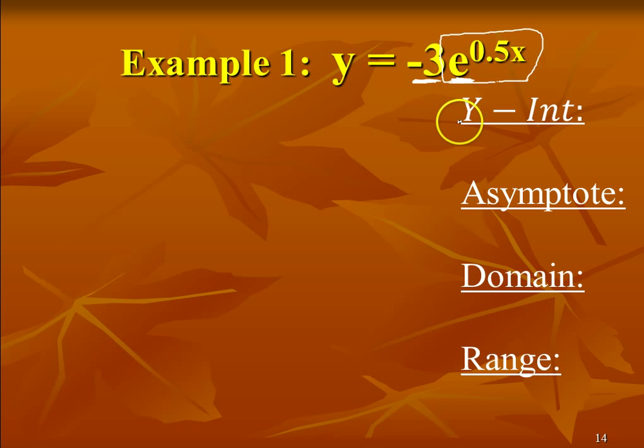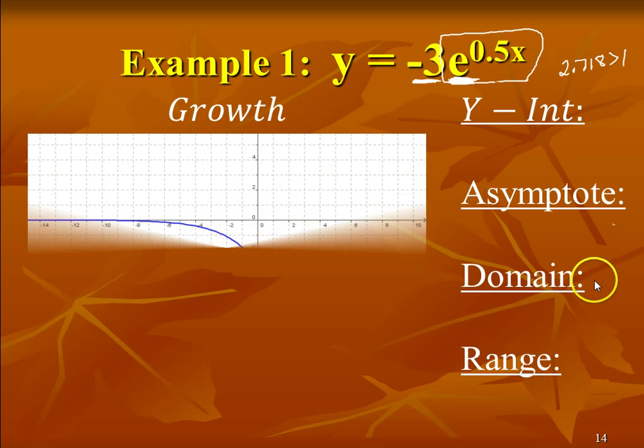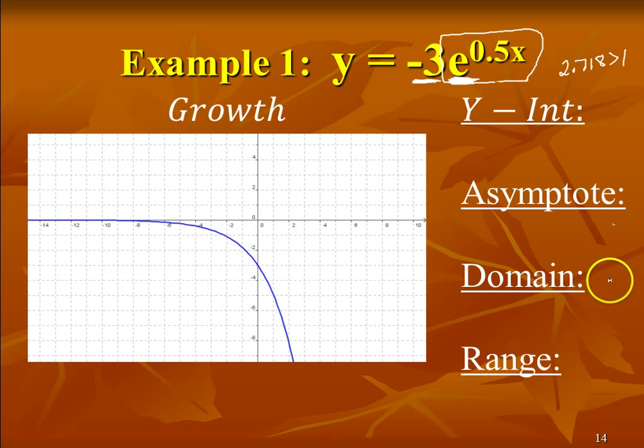So what does that mean? Is this growth or decay? E is 2.718. That's greater than 1. So therefore, this is a growth. Now, if you haven't yet, type it in your calculator. Negative 3 times e to the power of 0.5x. Remember, e is just a button on your calculator. So negative 3 times e to the 0.5x. You'll get a picture similar to this.